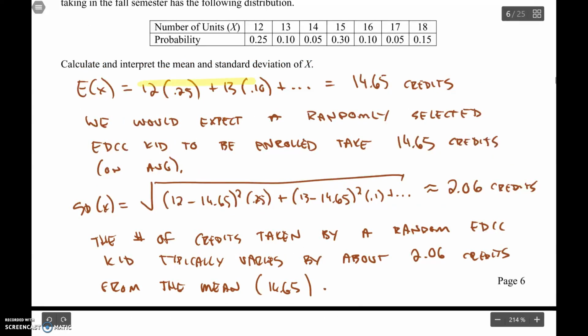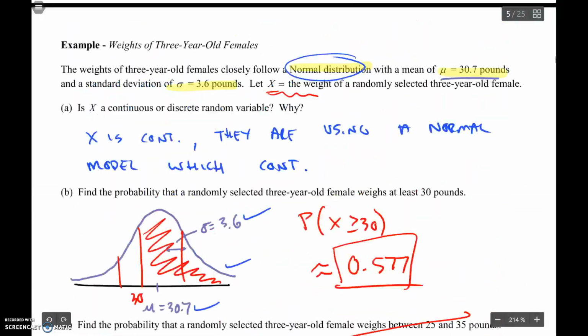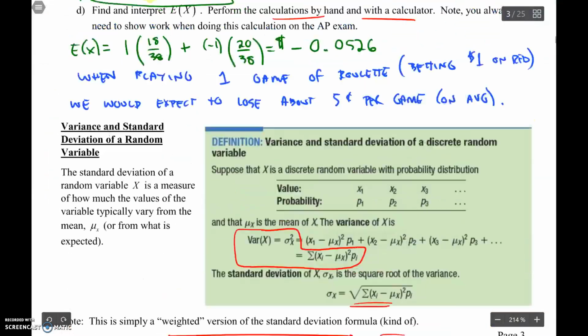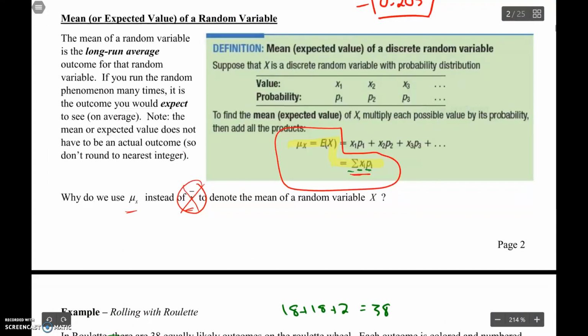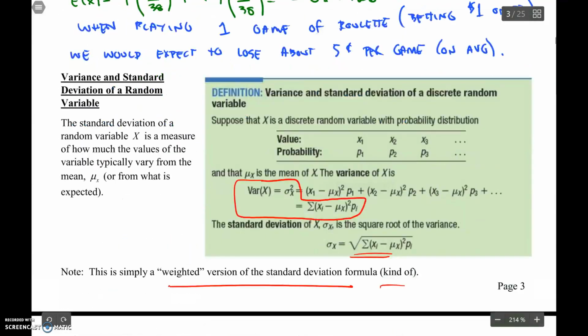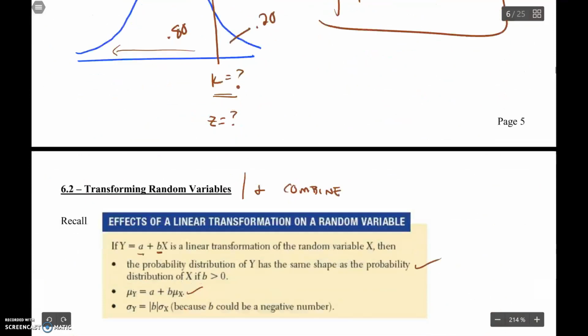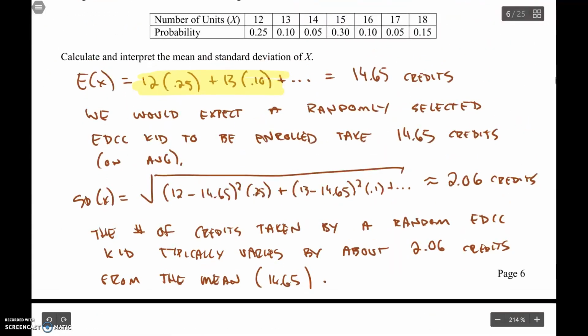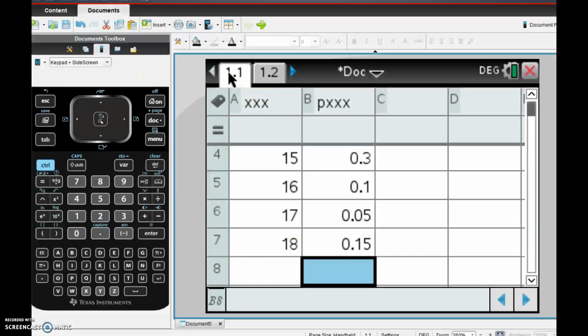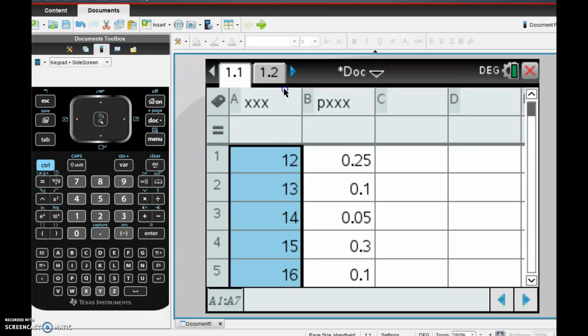To find the expected value, to show our work, first of all, look up the formula on your formula sheet if you want. It says you take the outcomes times the probability and add them up. So I need to show my work, even though I'm going to use my calculator to calculate it. So I take the outcome times the probability, plus 13 times 0.10, plus 14 times 0.05, plus... However, in order to calculate it, I'm going to put the values in my calculator.